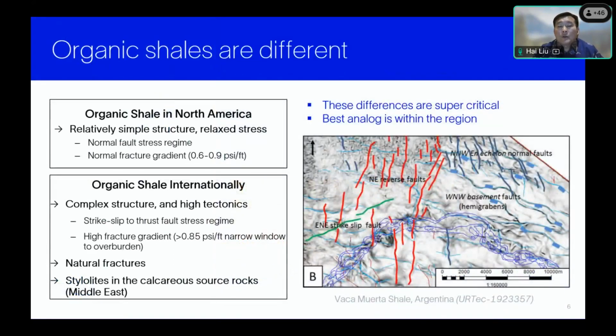On the other hand, not all organic shales are created equal. If you look at the summary on this slide, North America shales generally developed in relatively relaxed tectonic environments. As a result, structures are often simpler, stress regimes are more predictable, and fracture gradients are moderate. But if you move to international organic shales, they're very different. Many occur in a tectonically stressed environment with complex fault systems, natural fractures, and in many cases strike-slip stress regimes and a very narrow stress window to overburden. The picture on the right-hand side from Vaca Muerta illustrates this very well.